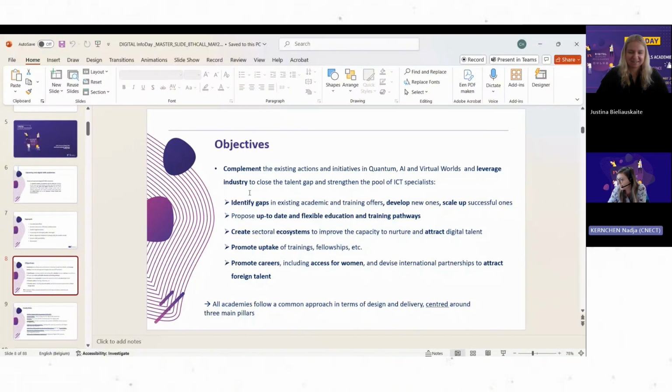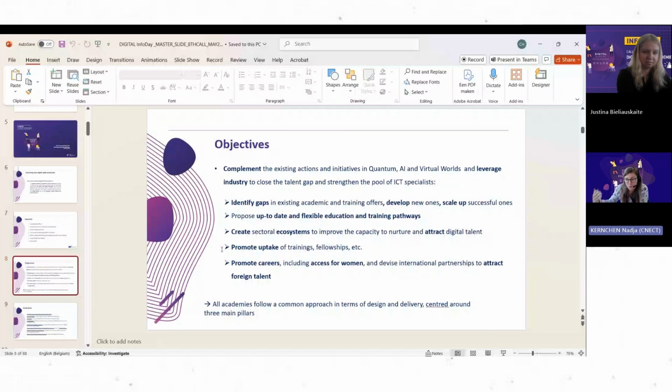Right, okay, so in terms of objectives, it's really about complementing existing actions and initiatives in the 3 domains, so quantum, AI, and virtual worlds, and then really to leverage industry, bring industry in to help closing the gap and strengthen the pool of ICT specialists. So it's about identifying gaps in the existing academic and also training offers, and then developing new ones to fill those gaps, scaling up successful ones, trainings that already exist.